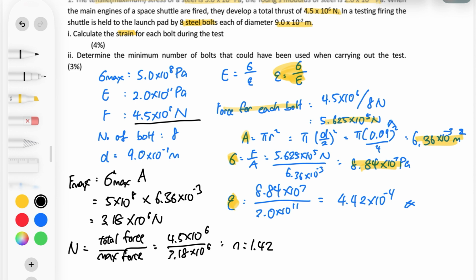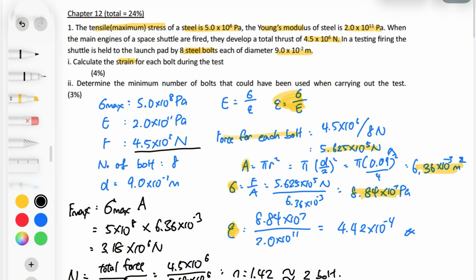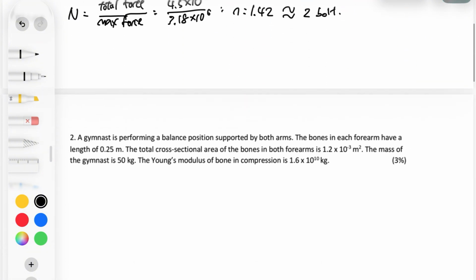So 1.42 is roughly just two bolts required in order to handle everything. So this is the answer for question 1, part 1 and part 2. Okay, let's go to question number 2.